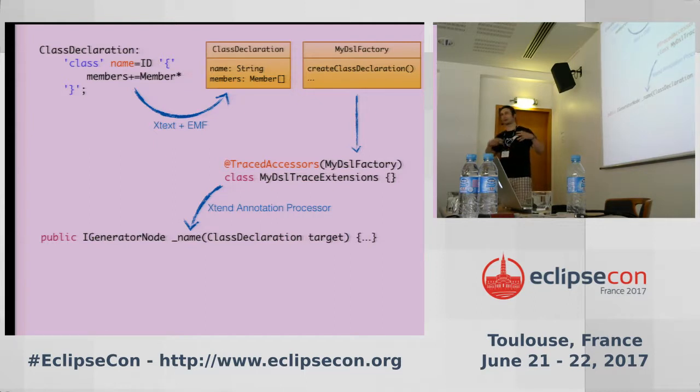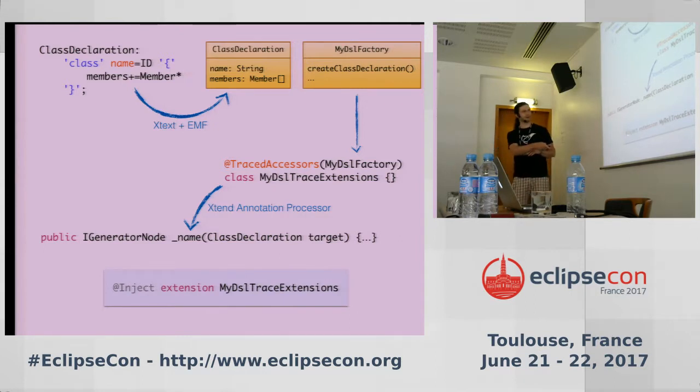In order to include that in your code generator, you just have to write inject extension myDSL trace extensions. So this is our class that we have written here. Inject is the Google Guice annotation that makes sure this class is loaded at creation time of your code generator. And this extension keyword makes sure that you can use this _name method as an extension method, with a nice syntax. Maybe you may have noticed that the return value of this _name method is not a string or a character sequence or anything like that, but a generator node.